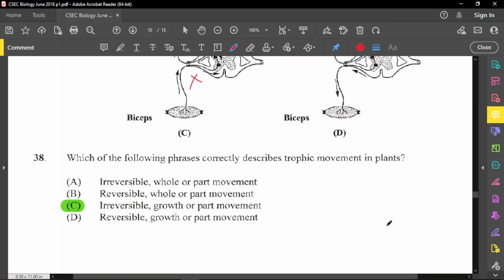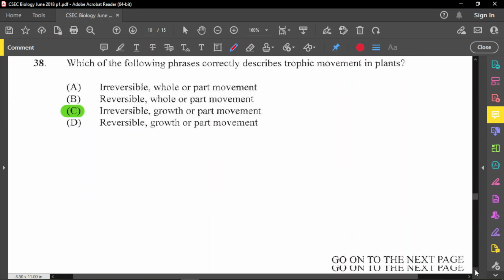Direction can be reversed, but growth is a permanent thing. All right, and so C is the correct option right there. I mean, some person will debate and say, okay, we're going to go with B because it can reverse. I agree that the direction can be reversed, but the response itself is not a reversible one, in terms of growth.